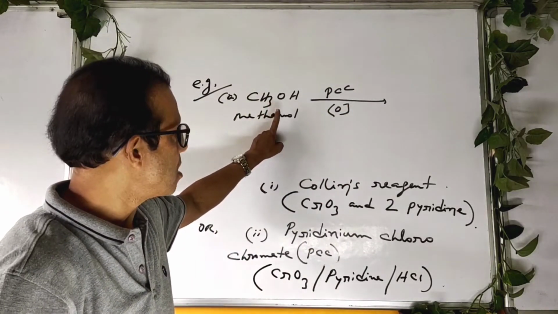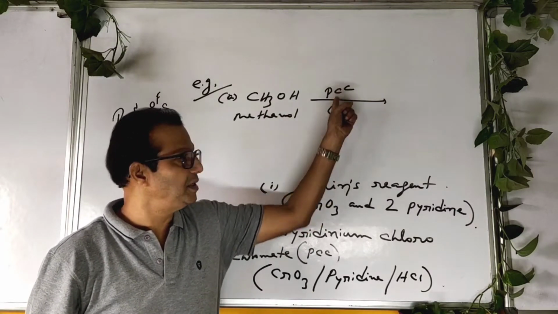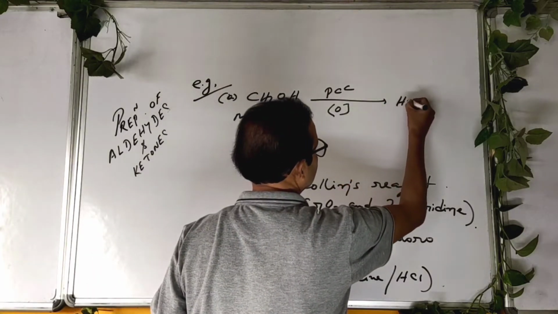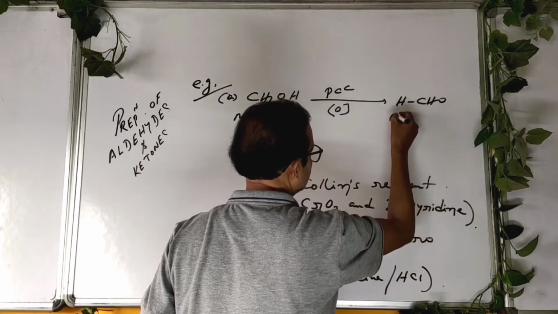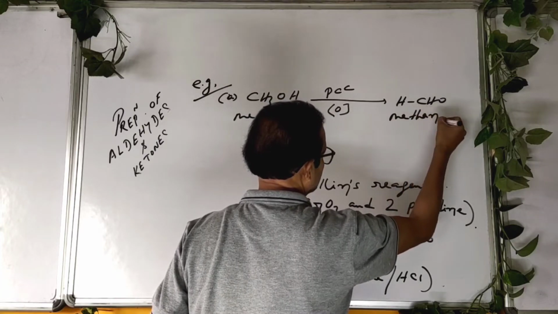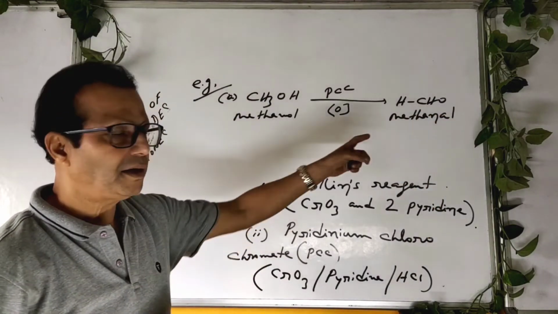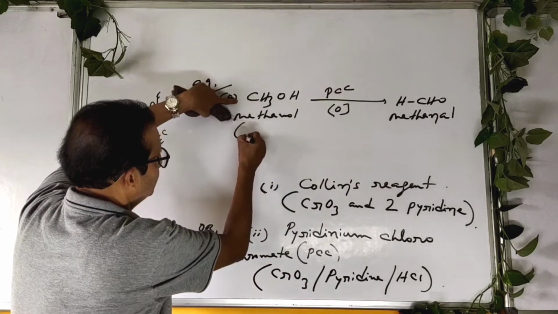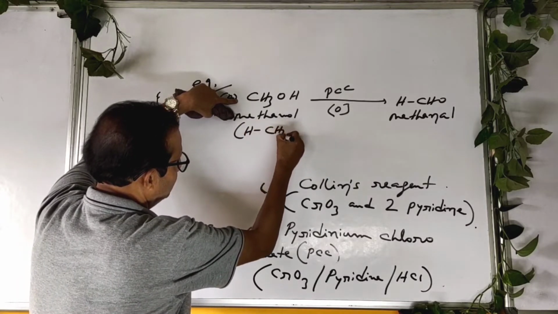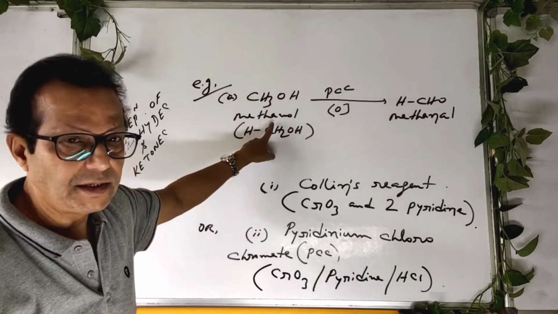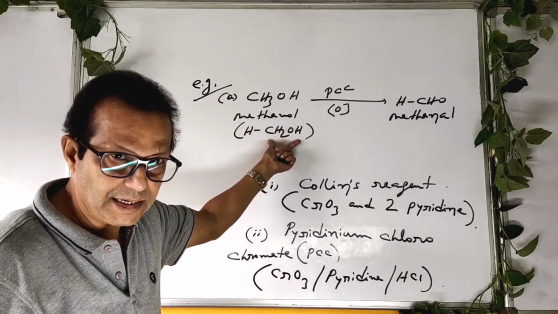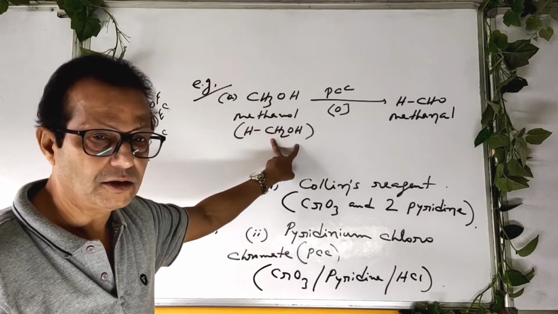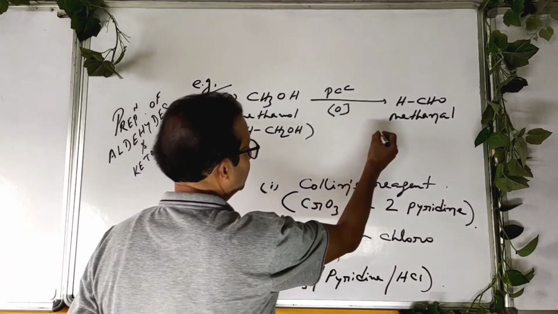When methanol undergoes oxidation in presence of PCC, you get methanal. How to remember? Follow the technique. You can write methanol in this manner. It indicates that it has a primary alcoholic group, and PCC directly changes the primary alcoholic group into aldehyde. That's the technique.